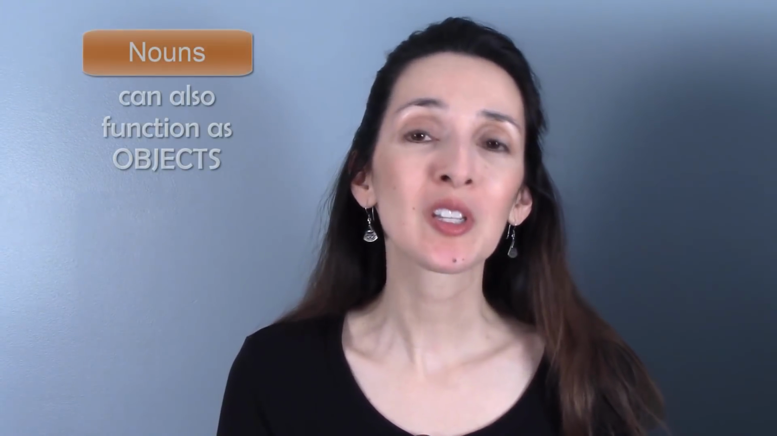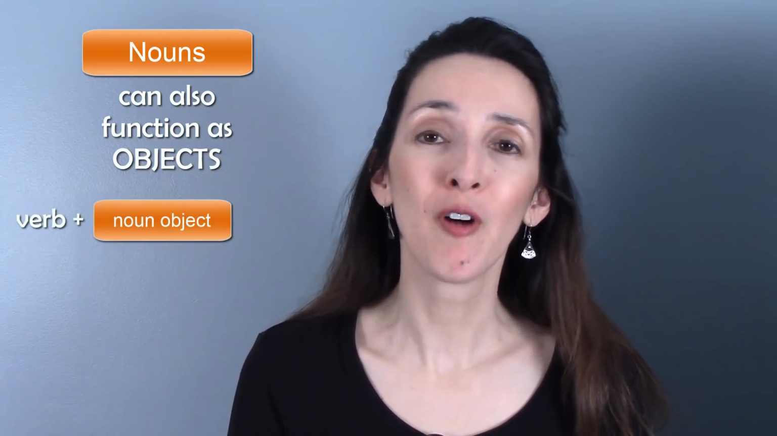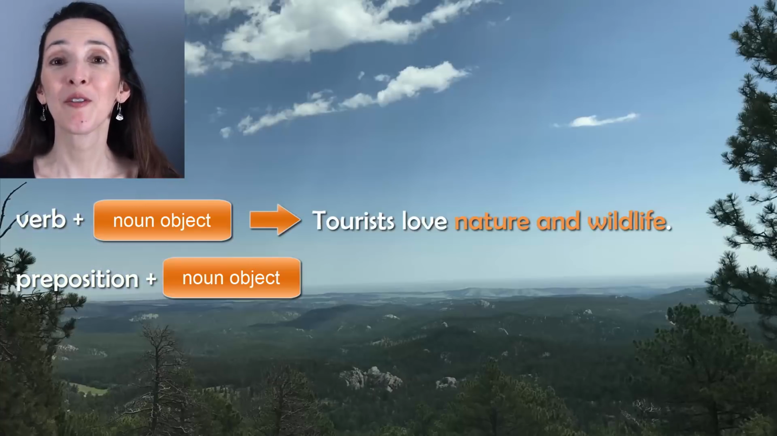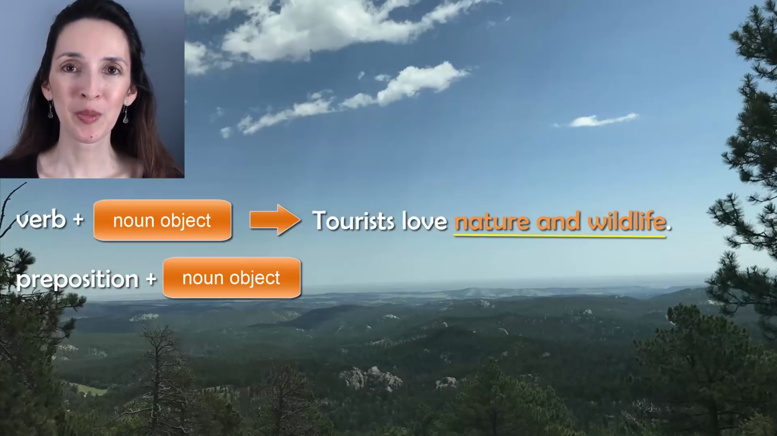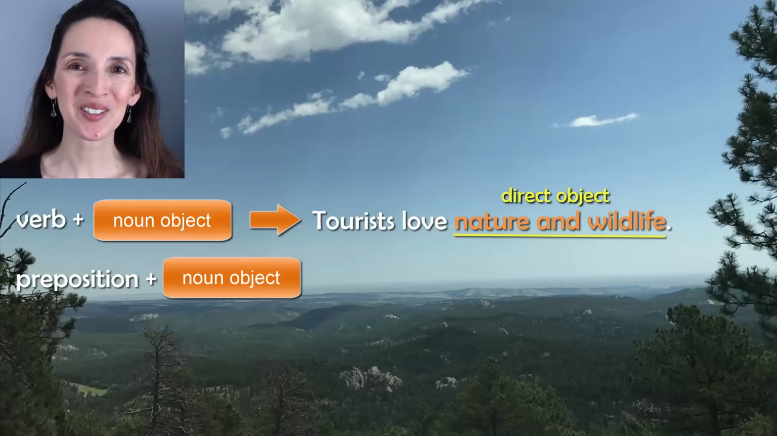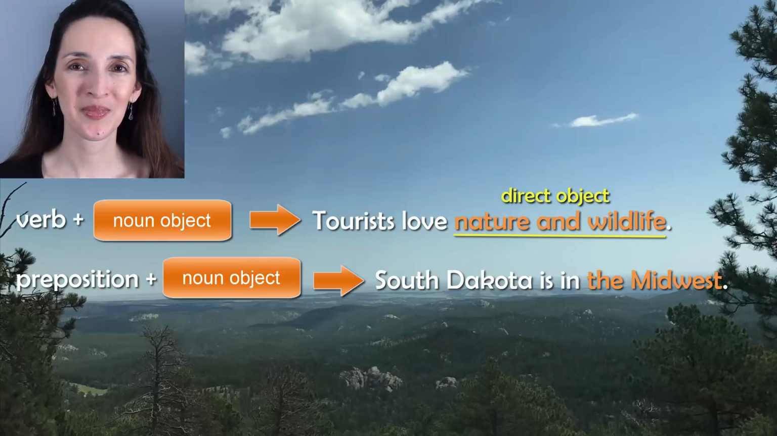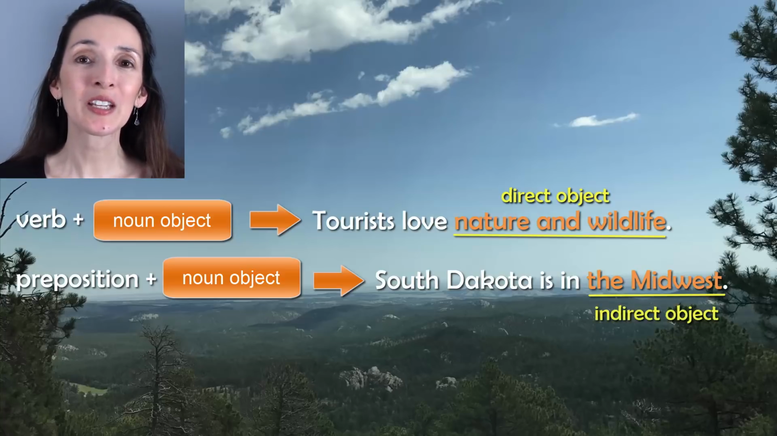We haven't talked about all the parts of speech yet, but I need to state briefly now that nouns can also function as objects. That means that nouns can also follow verbs and prepositions. Tourists love nature and wildlife. The object of a verb is called a direct object. South Dakota is in the Midwest. The object of a preposition is called an indirect object.